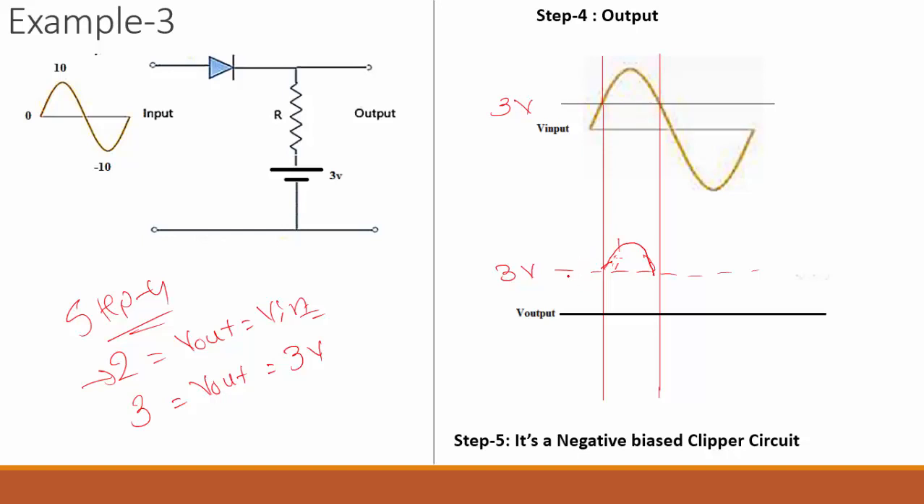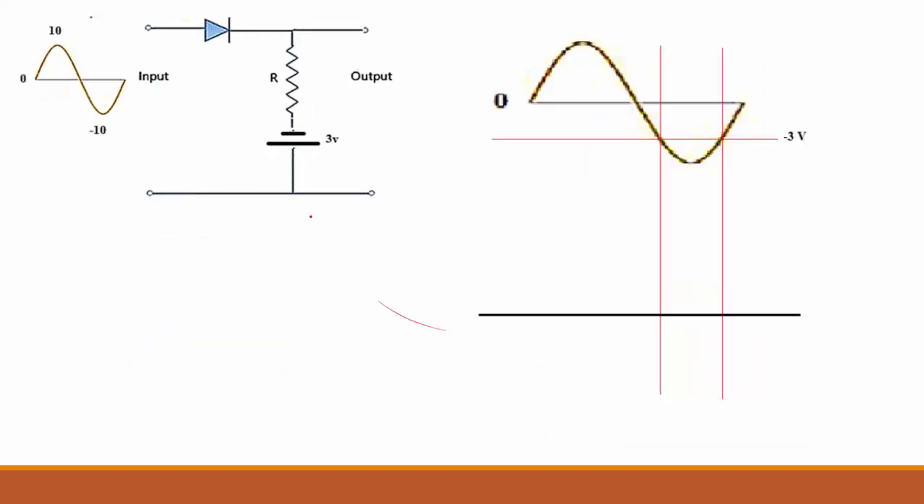If V in is less than 3 volt, then what is the output I have? The same as 3 volt. That means for this particular voltage I have a constant 3 volt battery. Again, which part has been clipped? The negative part has been clipped. That's why we call it a negative bias clipper circuit. Okay, let us discuss the second example.